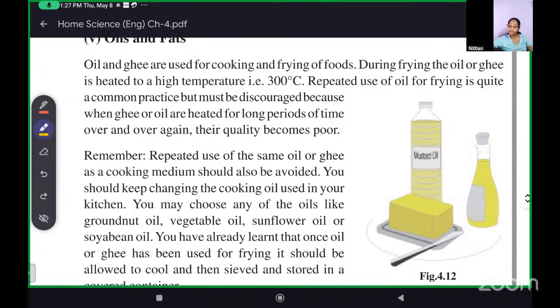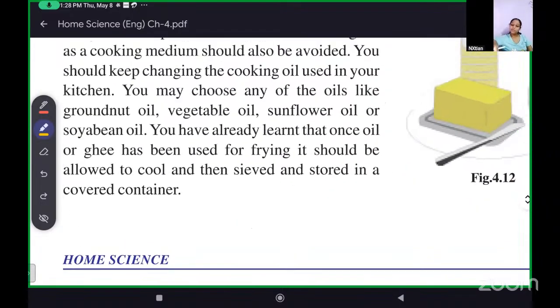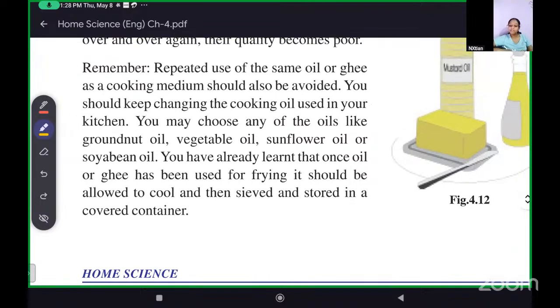Now, repeated use of the same oil or ghee as a cooking medium should also be avoided. You should keep changing the cooking oil used in your kitchen. You may choose any of the oils like groundnut oil, vegetable oil, sunflower oil, or soybean oil. Do you know there are different types of oils? Groundnut oils, vegetable oils are there. Then sunflower oil is there, soybean oil is there. Different oils obtained from different sources are used. Mustard oil and all of that.